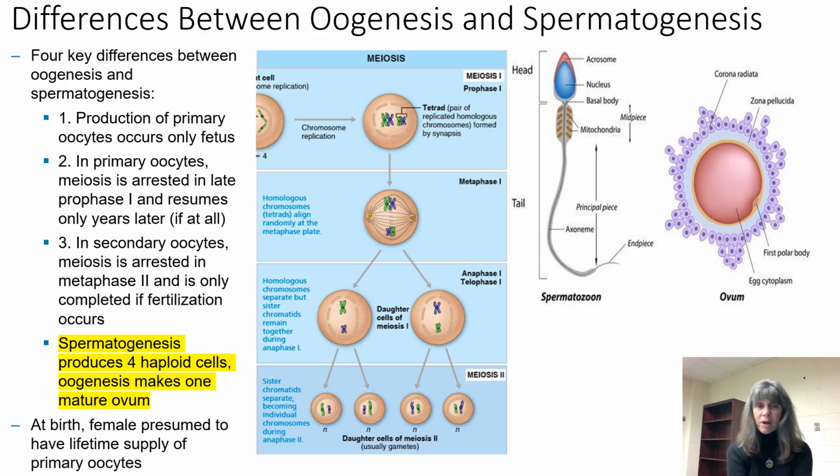And in primary oocytes, meiosis is arrested or stopped in prophase 1 and only resumes years later, if at all. In secondary oocytes, meiosis is arrested in metaphase 2 and is only completed if fertilization occurs. So again, spermatogenesis will produce 4 haploid cells. Oogenesis produces 1 mature ovum, and at birth, a female is presumed to have a lifetime supply of primary oocytes.